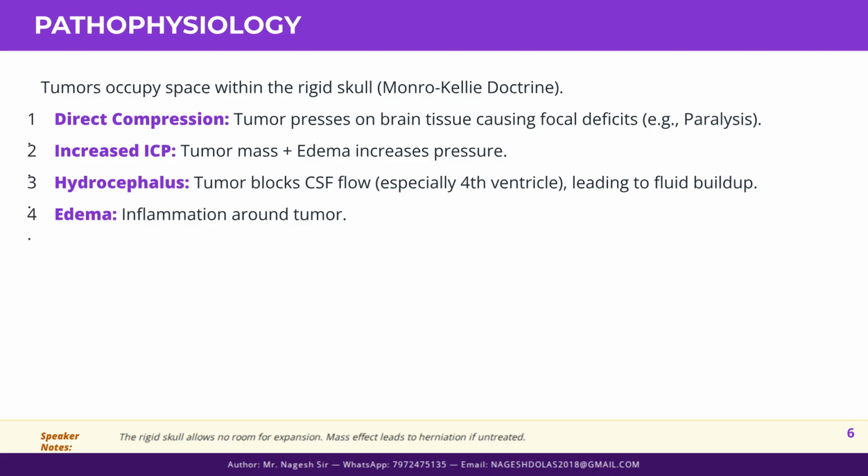The pathophysiology of brain tumors is based on the Monro-Kellie doctrine. Tumors cause direct compression, leading to focal deficits. They increase ICP due to the mass and edema. Tumors can also block CSF flow, causing hydrocephalus, and cause inflammation leading to edema.